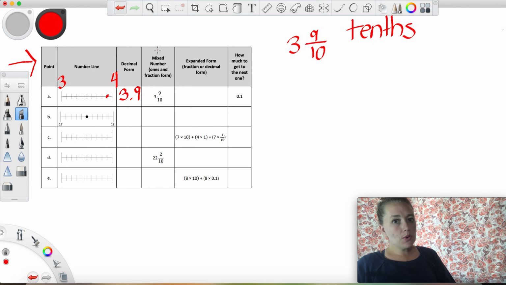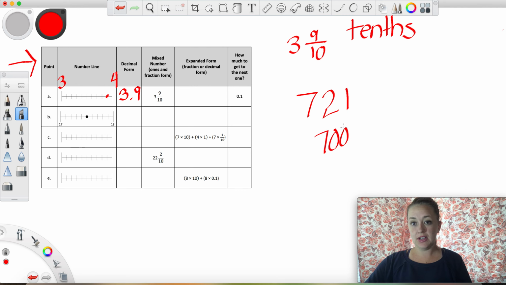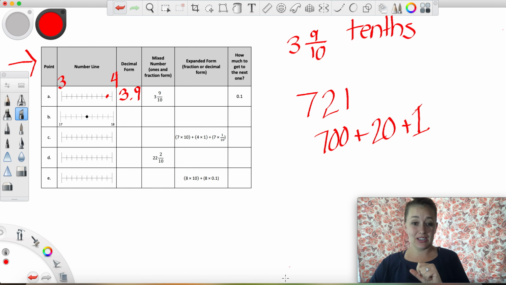Okay, so if I wanted to look at expanded form, I want you to think about this one a little bit differently, because we know what expanded form looks like. If I wanted to do 721, it would be 700 plus 20 plus 1. Okay, there's kind of a different way to look at expanded form, and that's by thinking about our number chips. I'm actually going to erase this.